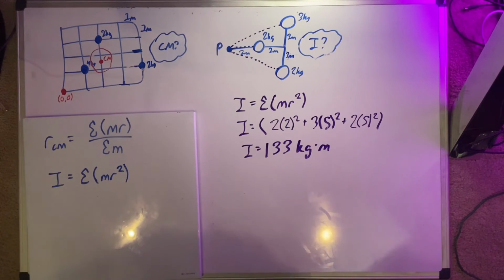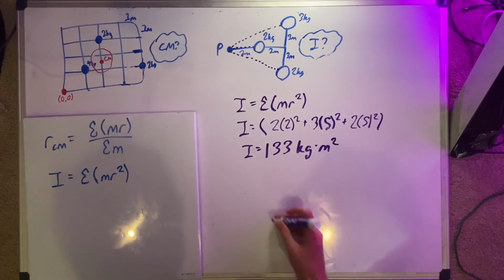I forget the unit for it. How could I forget the units? The unit for moments of inertia is, what is it? Kilogram meters squared. So I was close. Not meters. Meters. I just threw my pen. Meters squared. There we go.